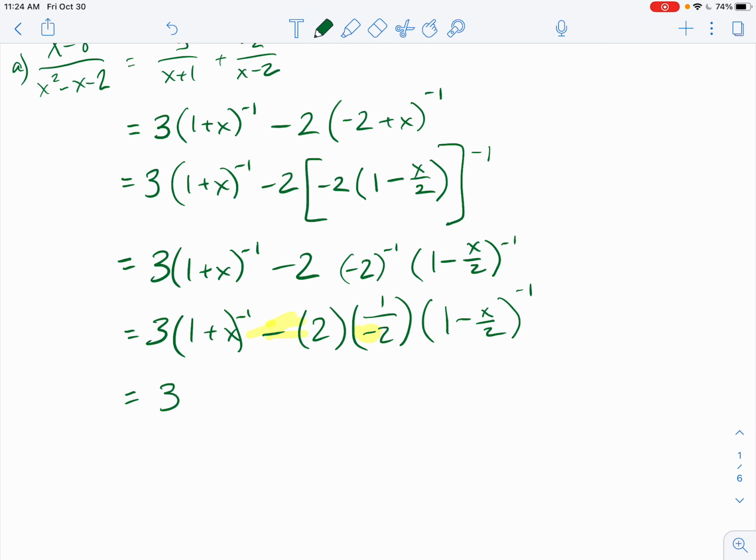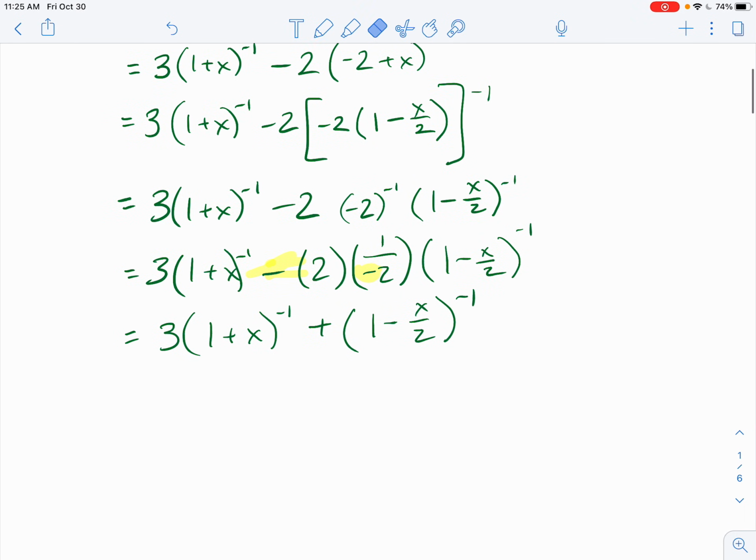And so I have 3 times 1 plus x to the negative 1 plus 1 minus x over 2 to the negative 1. I think that was what I got on my answer key. I'm checking on the computer right now. Yes, that's what I had. I had written negative 1/2 x instead of x over negative 2, but that's fine.